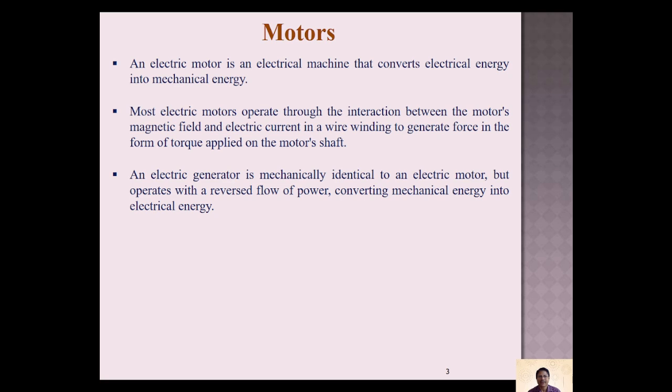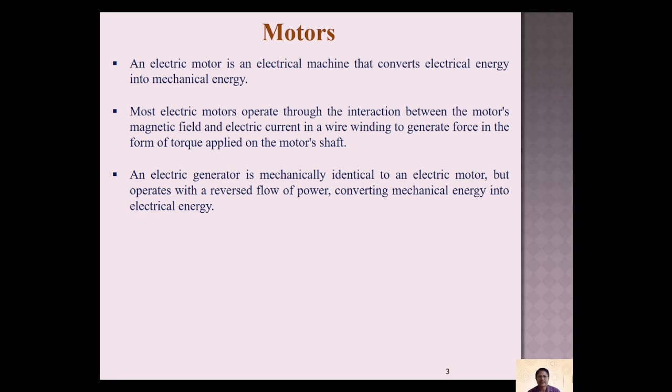It is an electric machine that converts electrical energy into mechanical energy. Most electric motors operate through the interaction between the motor's magnetic field and electric current in a wire winding to generate force in the form of torque applied on the motor shaft, which is very well used to drive all kinds of rotating sources.